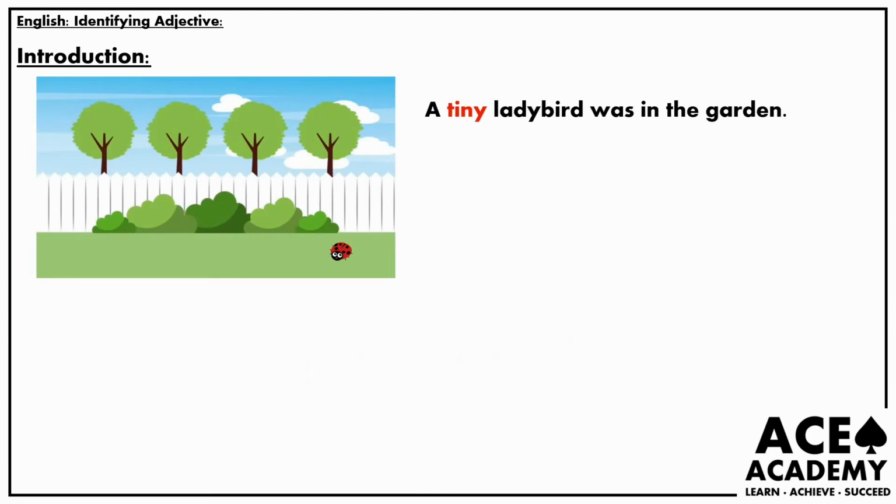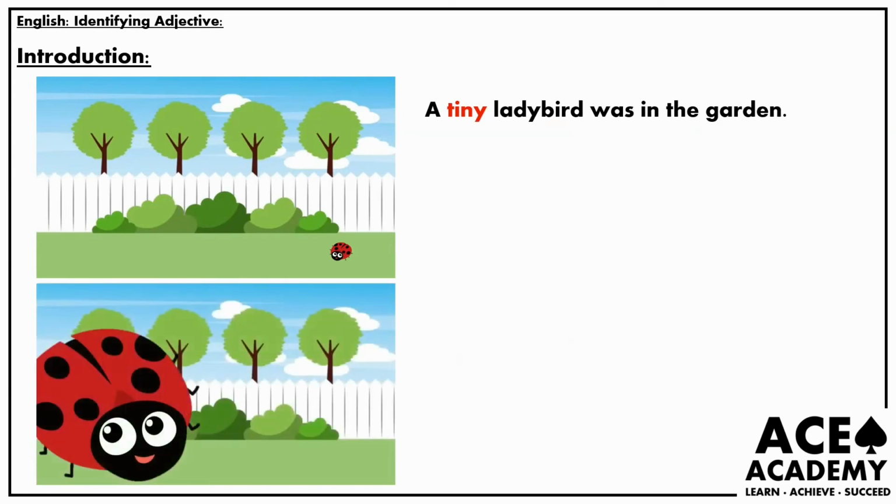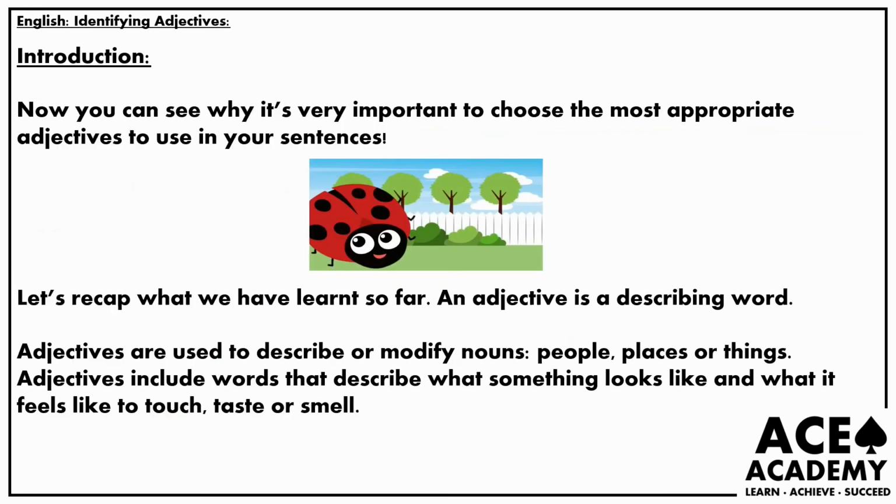Here's the first sentence. A tiny ladybird was in the garden. There's the ladybird in the picture. Now look at the new picture and sentence. I'll read it for you. A huge ladybird was in the garden. Look at the difference the adjective makes when we change it. Now you can see why it's very important to choose the most appropriate adjectives to use in your sentences.